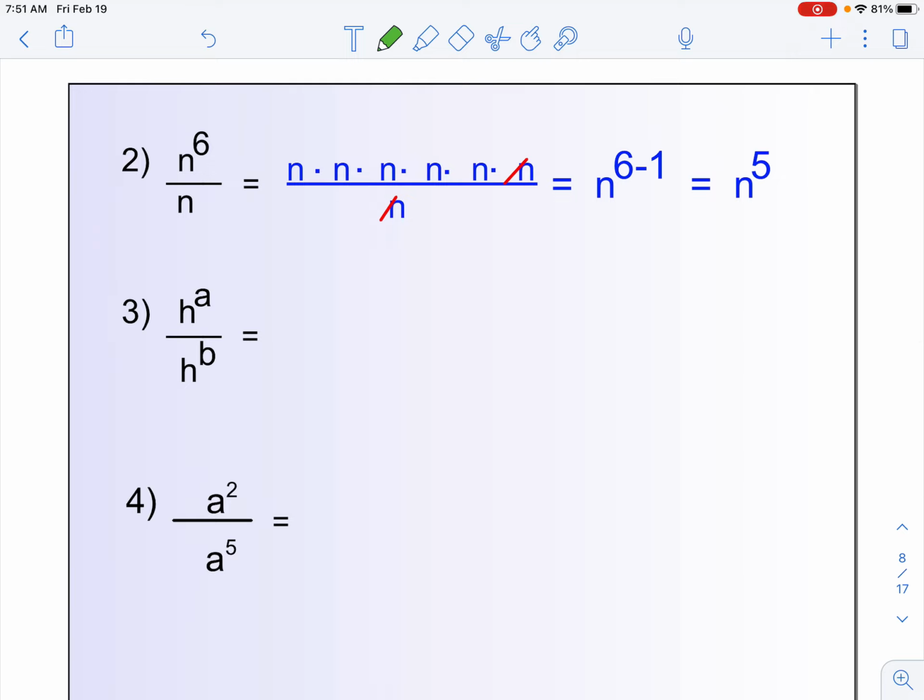So let's see if we can follow the strategy. Notice we took n to the 6 over n to the 1st. So 6 minus 1 is where we get our 5 right here. So how would we do number 3? Sometimes students get very confused on what we're doing, but we can see that we have the same base, so we're going to have h to the a minus b power, and that's as simplified as we can get this. Okay, your turn. You try number 4.